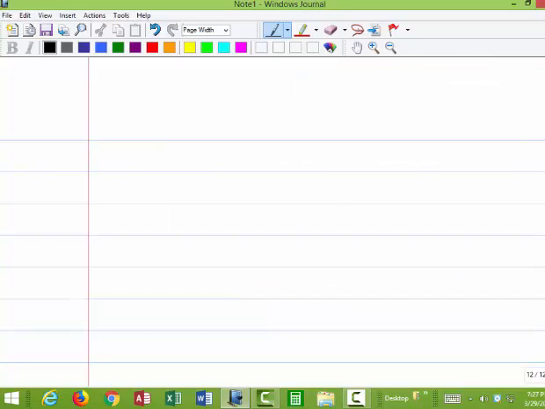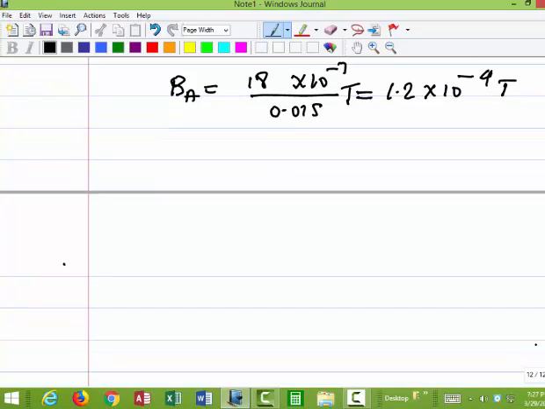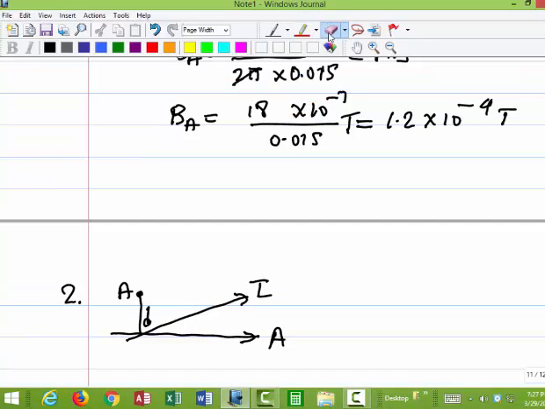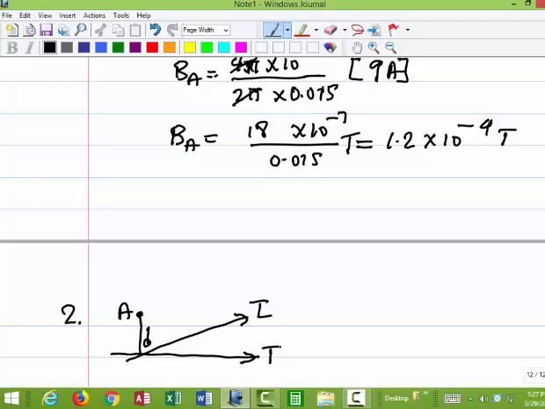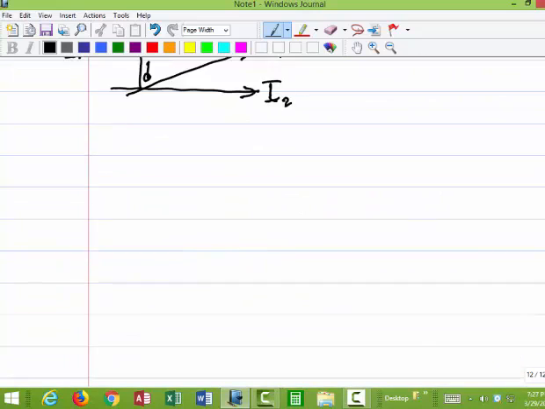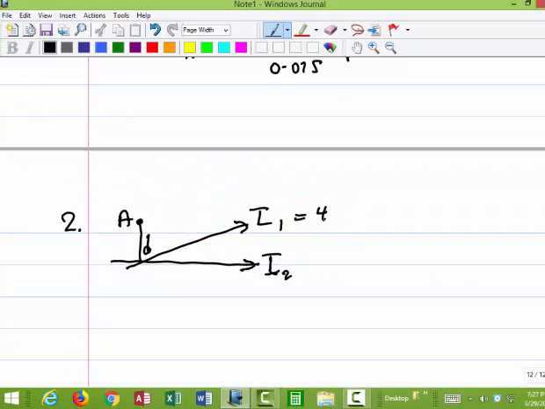The second one is done a similar way. So number 2, I gave you a wire like that and one like that, and I said find the field at this point. Okay, so this point I said was some distance D, so this is the point A. So if you have a current going this way and a current going that way, I'm going to give you a hint on how to do it. So this is the current. So let's call this I1 and I2. What currents did I give on those? Let's see. I1 is 4 and I2 is 2. So I1, 4 amperes, I2 is 2 amperes.